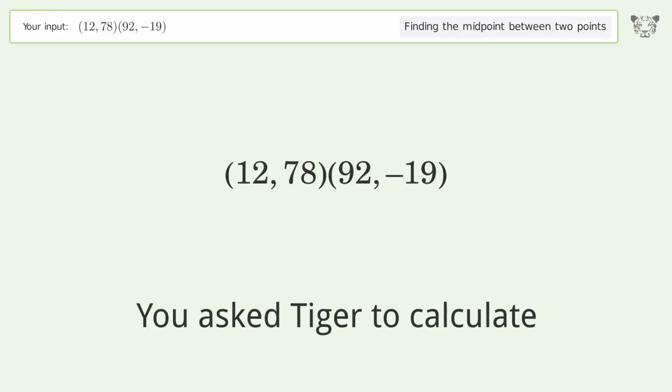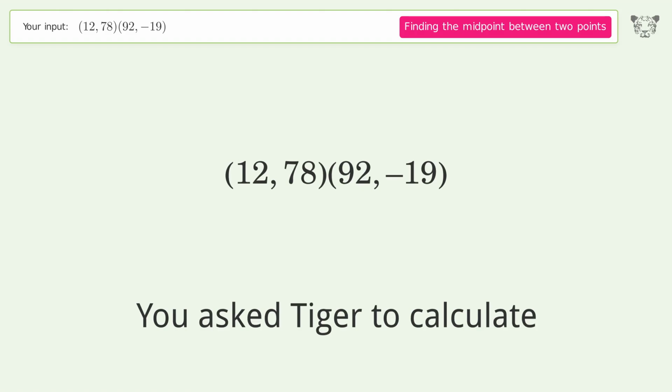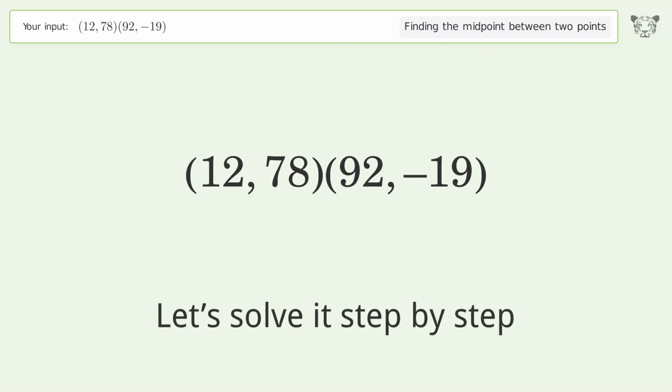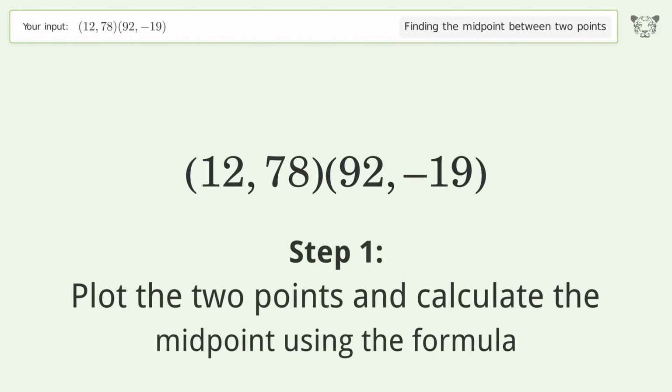You ask Tiger to calculate. This deals with finding the midpoint between 2 points. The midpoint between the 2 points is 52, 29.5. Let's solve it step by step. Plot the 2 points and calculate the midpoint using the formula.